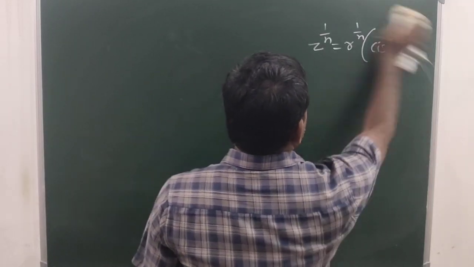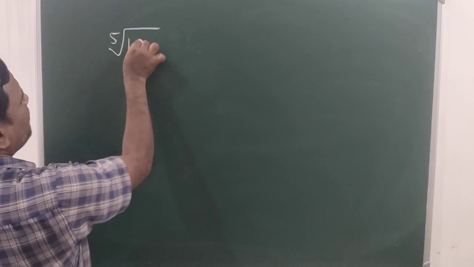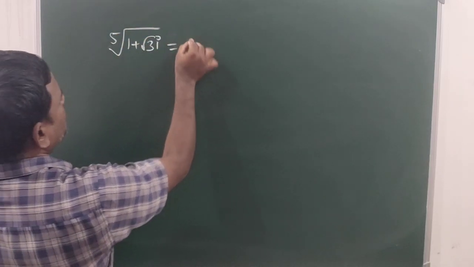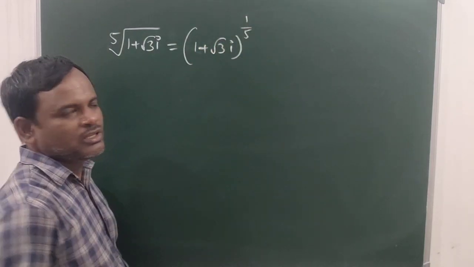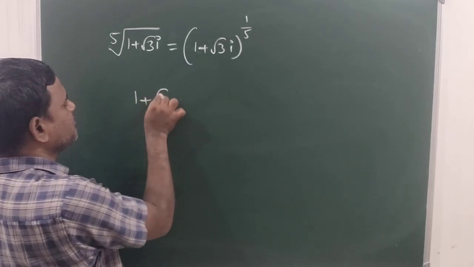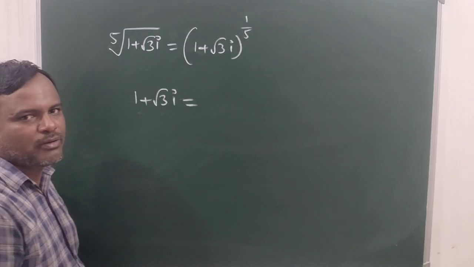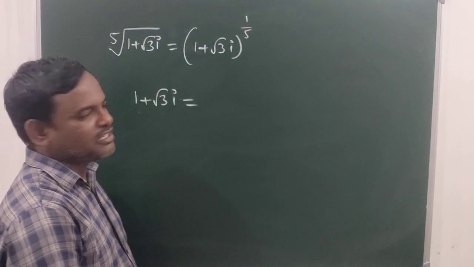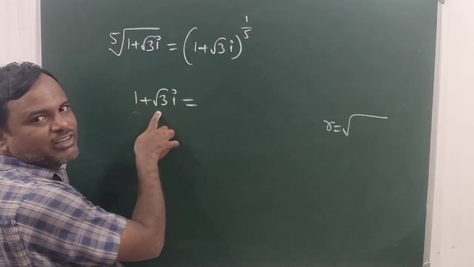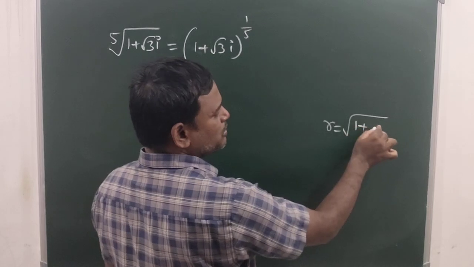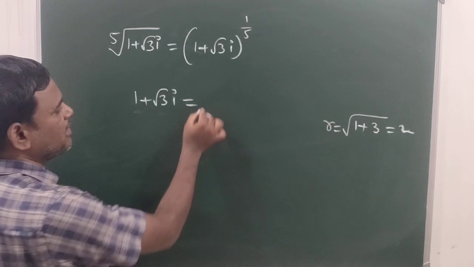See, I am giving you a problem. Fifth root of 1 plus root 3i. So how do you find 1 plus root 3i whole power 1 by 5? So take this 1 plus root 3i. Now convert this one into the polar form, modulus amplitude form. How you can find r and theta? First find its magnitude, modulus. So root x square plus y square. X square value 1, root 3 whole square 3. So magnitude is 2. So write here r.